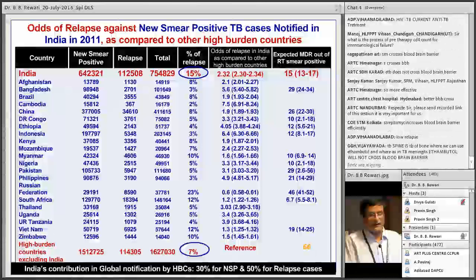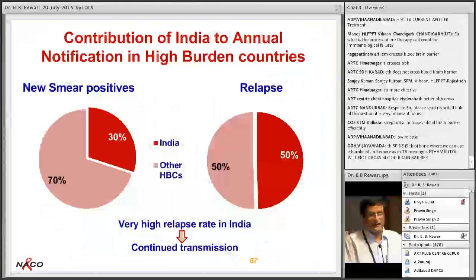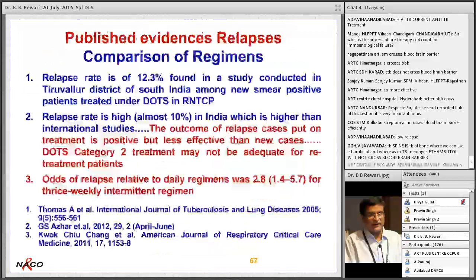Let us hold on for this right now. Let us look at this. Again, of all patients notified across the globe, almost 30% of new smear positives come from India. 30% of all new smear positive cases across the globe come from India, and 50% of all relapse cases come from India. So you have a very high relapse rate, 50%, meaning thereby these patients continue to be positive, continue to have TB, and continue to transmit. Okay, I think you have understood this.